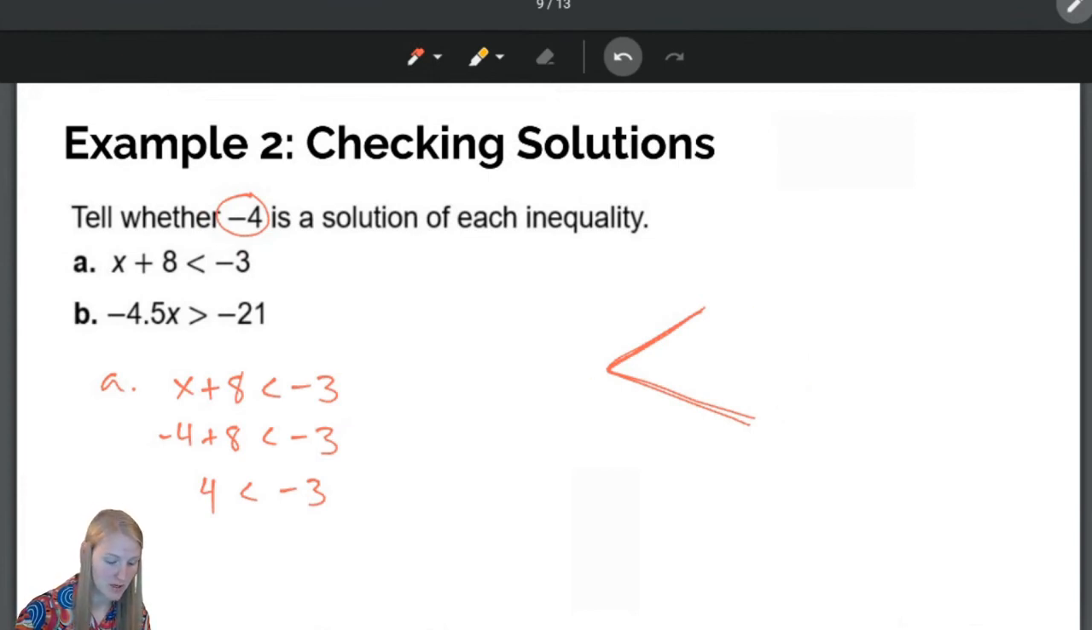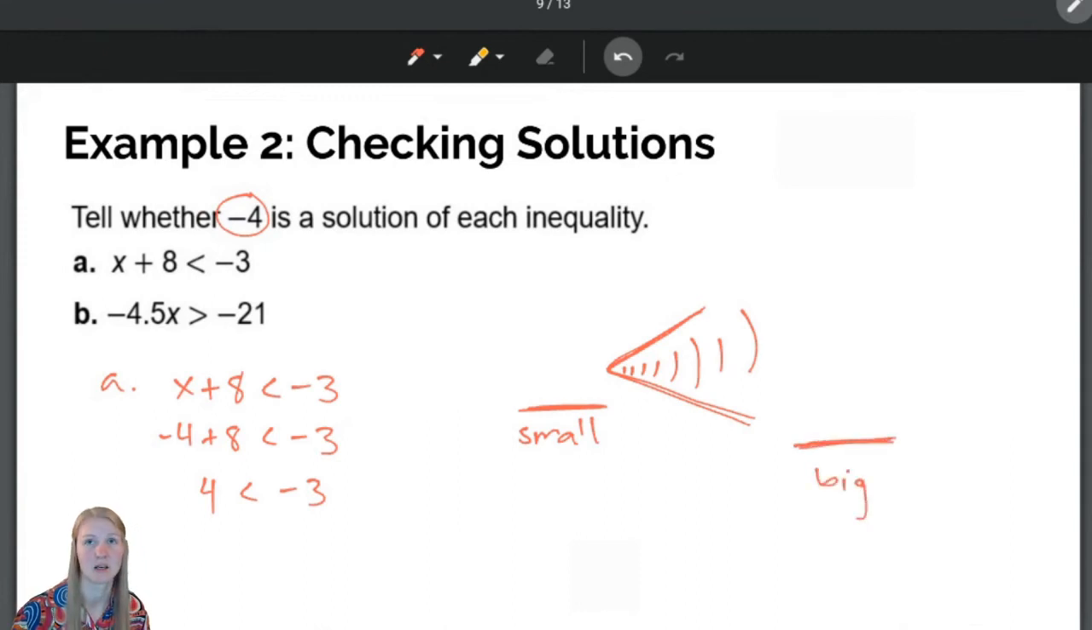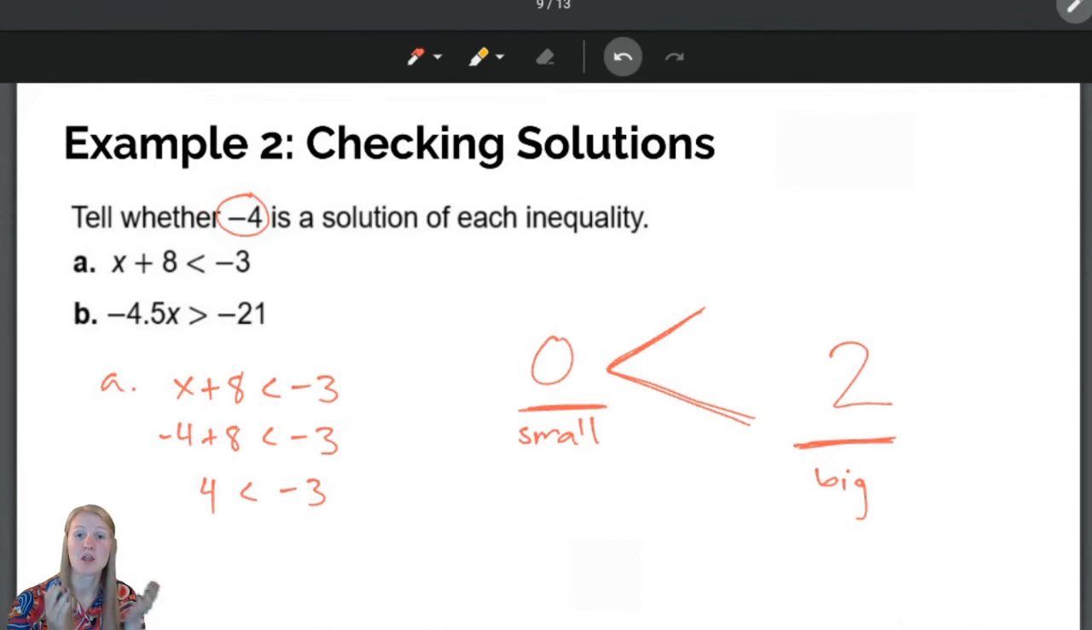So this is how I think about it. We are big here, and we're getting smaller, smaller, smaller. So whatever number is over here needs to be small, and the number over here needs to be big. So if I said, let's get rid of these lines there, that's confusing. If I said 0 is less than 2, that is true because 0 is smaller than 2.